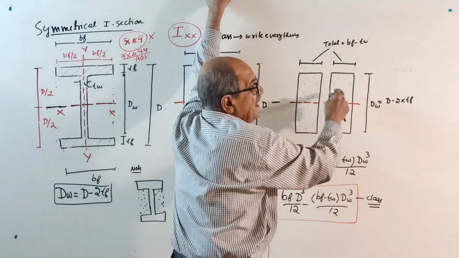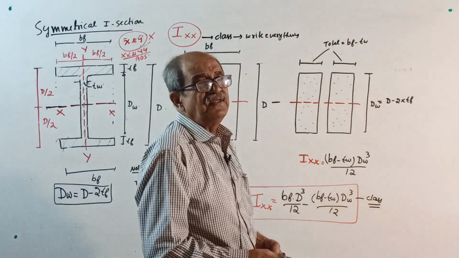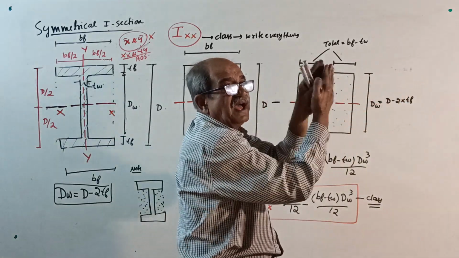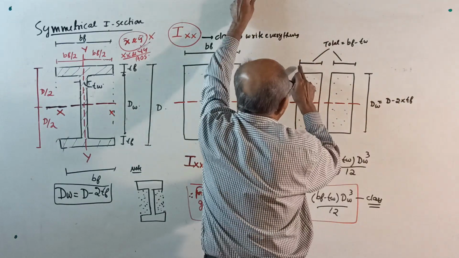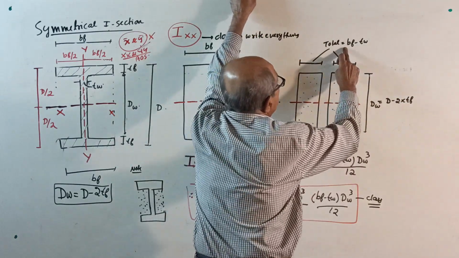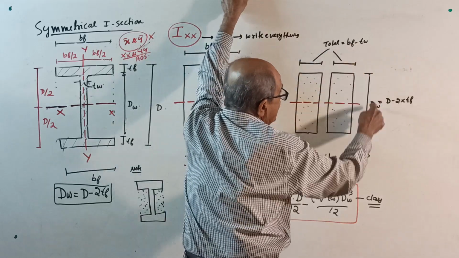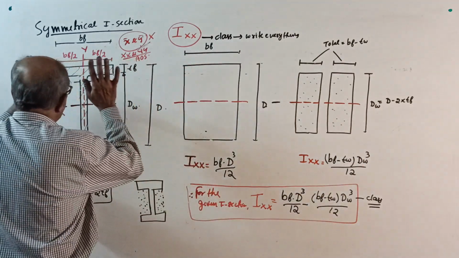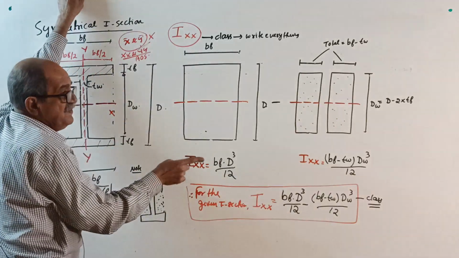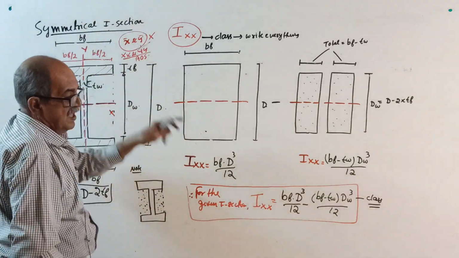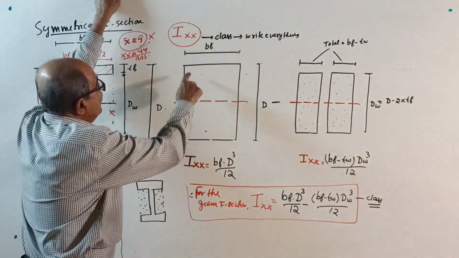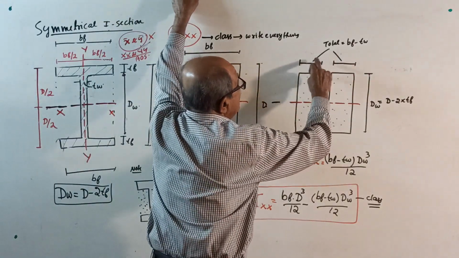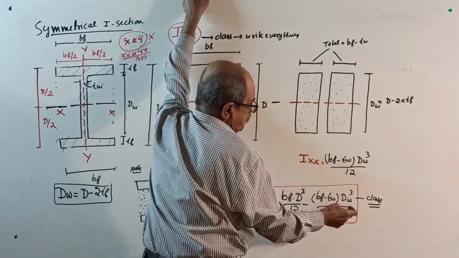Don't consider two rectangles; merge the two rectangles. When you merge them, you get a rectangle of total width BF minus TW and depth DW, so DW cube divided by 12. Therefore, for the given I section, the final answer is Ixx equals BF into D cube by 12 minus (BF minus TW) into DW cube divided by 12.